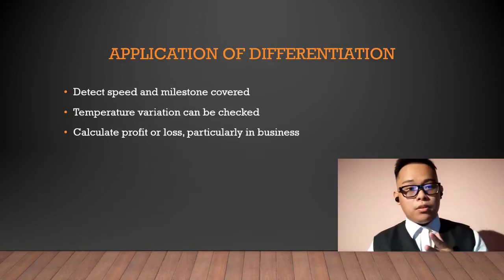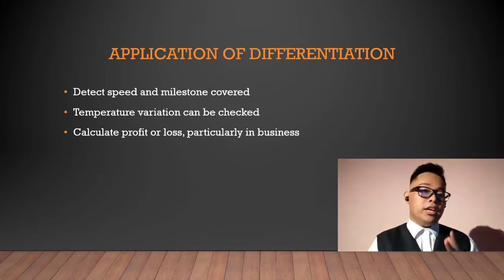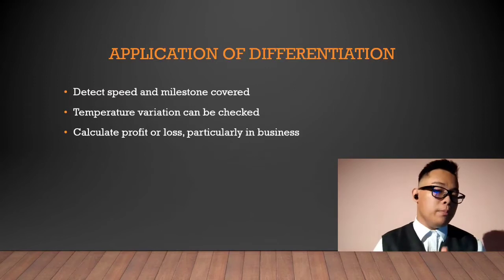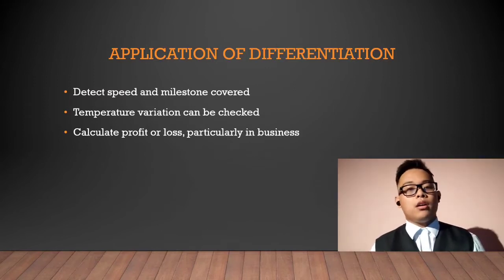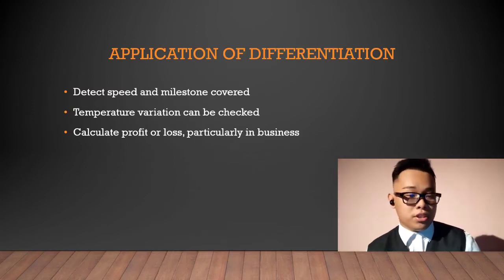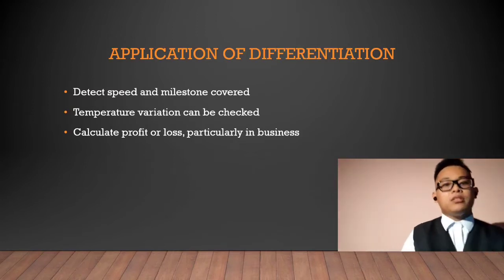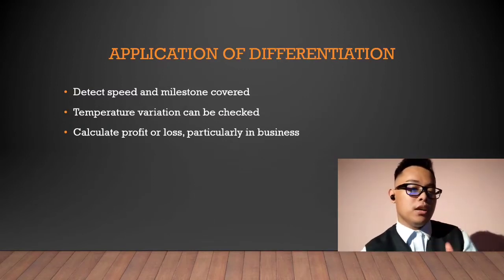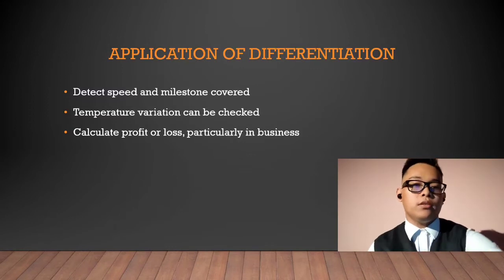For example, for cars, they use applications of differentiation to detect speed and mileage covered, while in hospitals, like with COVID nowadays, they use it to check temperatures. In business, application of differentiation can also be used to calculate profits or loss particularly.